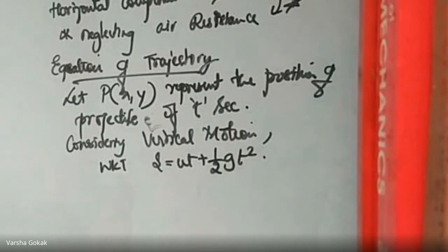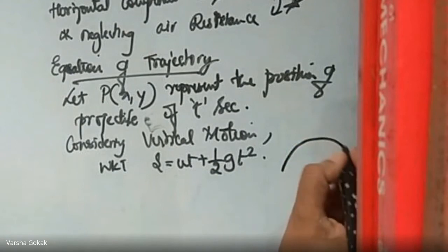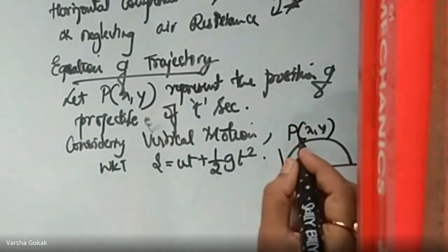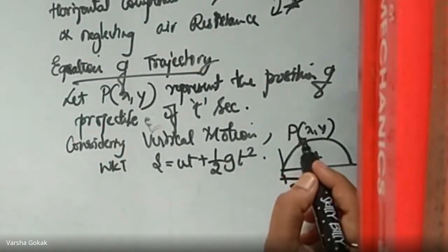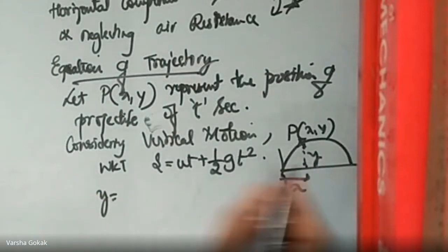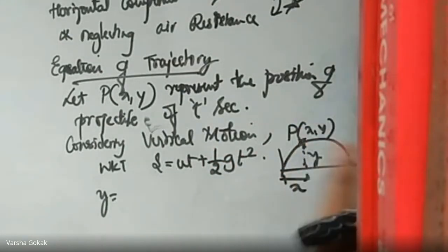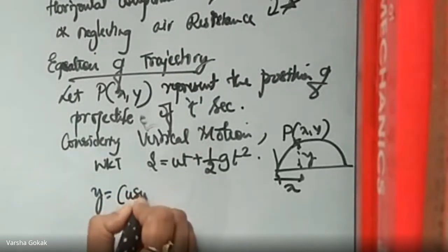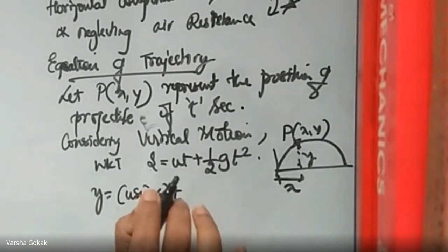Now, if I'm talking of P(x, y), this is the projectile motion, this is the point P, and x, y are its coordinates. That means this distance is y, this distance is x. It is reaching a height y, that is your s. So y, according to the diagram, is equal to, for the vertical distance, what is the velocity? That is u sin alpha. So I will substitute u sin alpha in place of u, its initial velocity. Time is t.